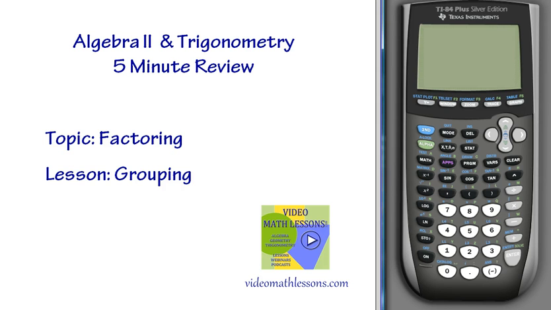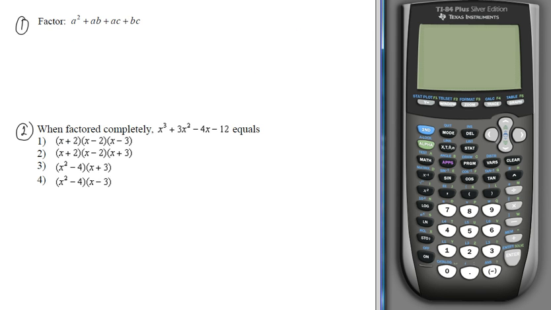Tonight we're going to talk about factoring, and especially factoring by grouping. So let's get started. We have a problem here that says factor a squared plus ab plus ac plus bc. How do you know if it's a grouping problem? Well, it has 4 parts to it, and that's going to be a grouping problem. And how we do grouping is double greatest common factor.